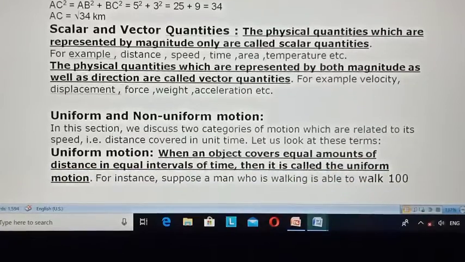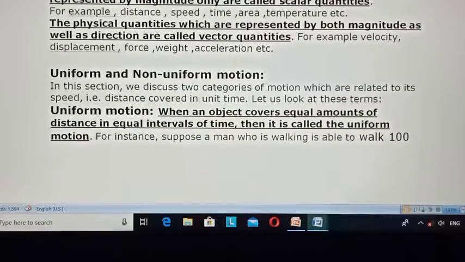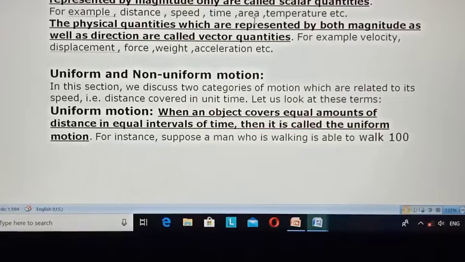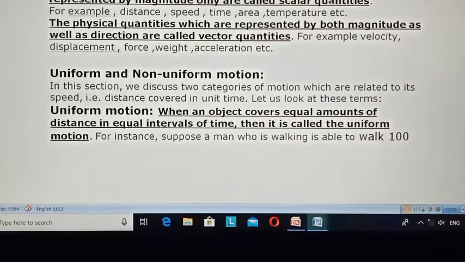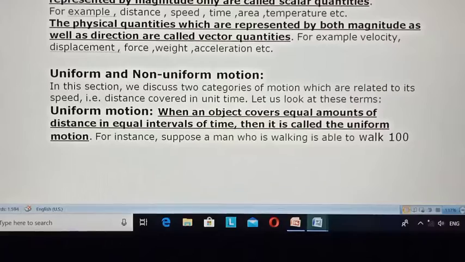The next is scalar and vector quantities. You should know what a physical quantity is. Physical quantity means the quantities which are physically measurable. Like mass is a physical quantity, you can measure mass. Length is a physical quantity. Physical quantity is expressed in terms of two important things: one is magnitude and another is unit.